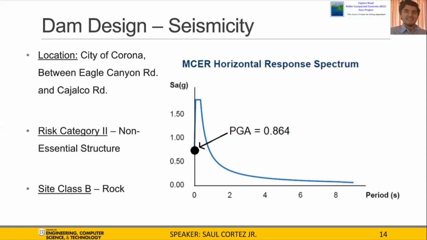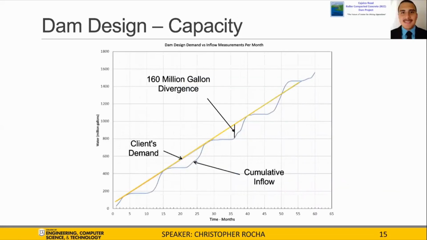A task we accomplished in the design phase is using the Rippl method to calculate the water demand based on inflow measurements from the watershed. In the figure, we have the cumulative inflow versus demand curves labeled. The biggest divergence from the cumulative inflow with respect to the mining interest demand was 160 million gallons of water. The 160 million gallons demand was used to calculate the capacity of the dam and determine the water depth height of 56 feet for the dam.